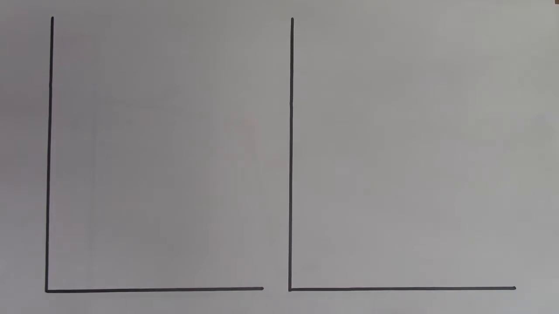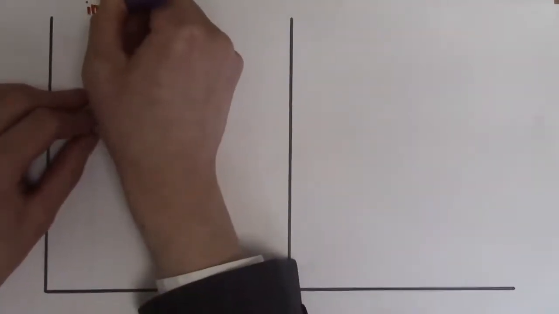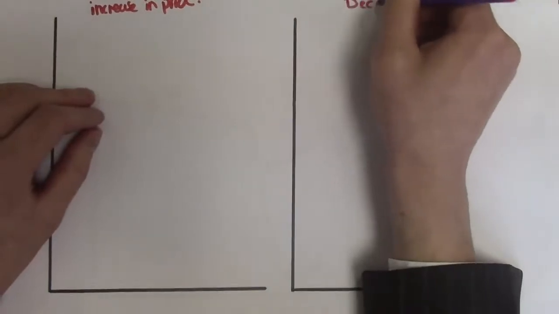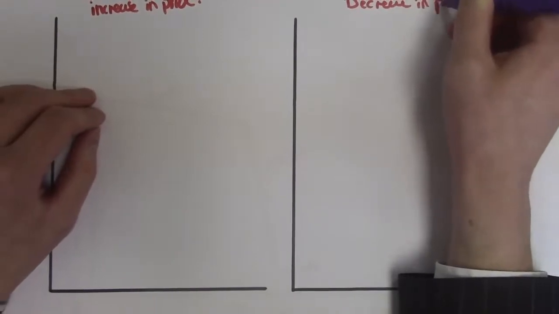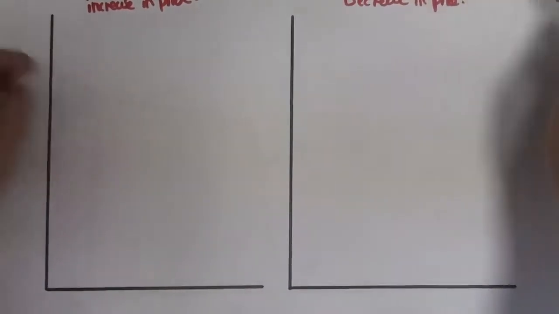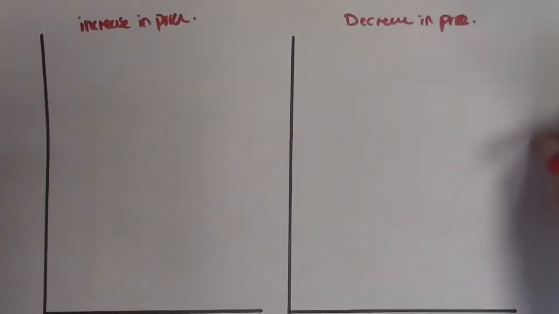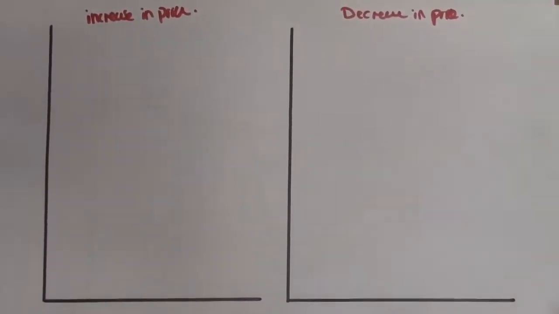Now, what I'm going to do, on the diagram to the left-hand side, I'm going to show the impact of an increase in price, and I'm going to look at how that changes or affects the kinked demand curve. So I'm going to do an increase in price. The one on the right, I'm going to do a decrease in price. Okay, increase in price and a decrease in price.